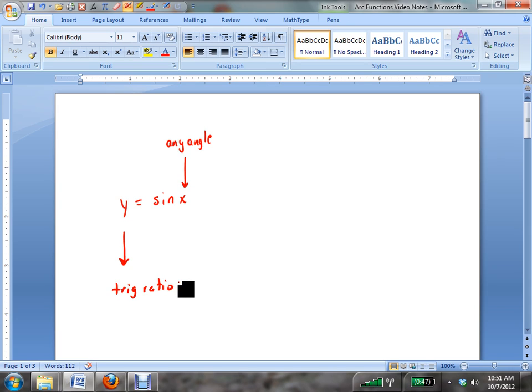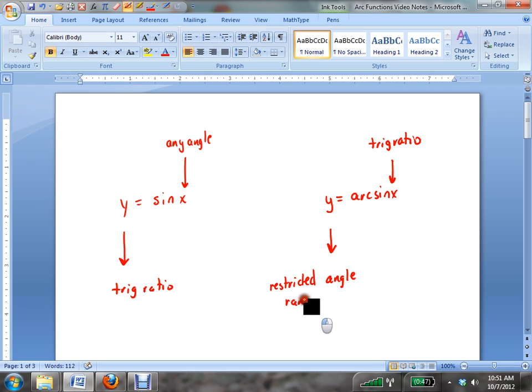If I am doing the arc function, we're just going to switch those two. So if I'm doing the arc sine of x, the input is going to be the trig ratio, and the output is going to be an angle. The only thing that we have to think about is that functions only have one output value, and so we are going to have a restricted range for the angles. Let's see how we come up with these.